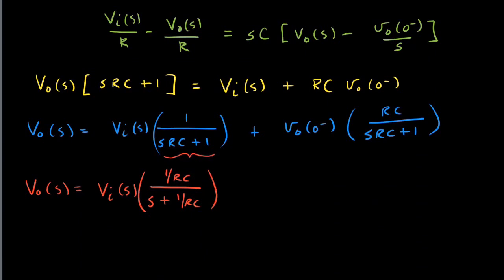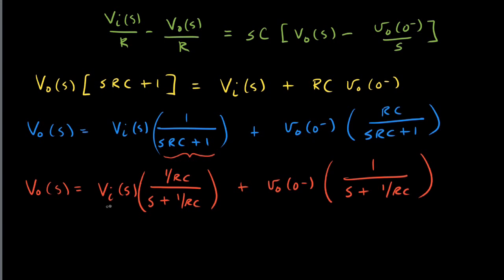Well, we've seen that before. And then I do the same thing for this term. It's going to be V out of 0 minus onto what just becomes 1 over S plus 1 over RC, right? So the RC here got rid of what would be a 1 over RC in the numerator. And if you go back and look, this is exactly the relationship we had earlier when we were talking about the RC low-pass filter with non-zero initial condition.